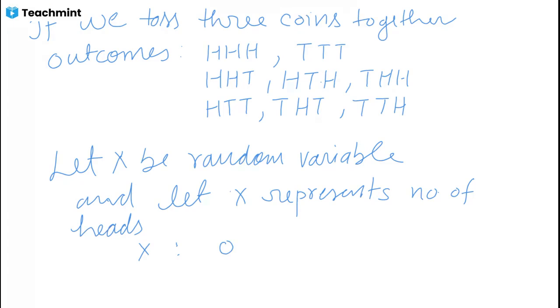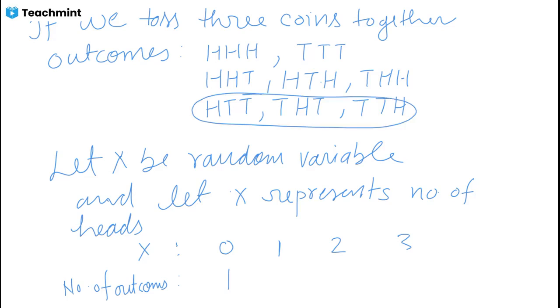For one head, for two heads, and for three heads, the number of outcomes: for no head we have only one outcome. For one head we have three outcomes. For two heads we also have three outcomes, and for three heads we have only one outcome.